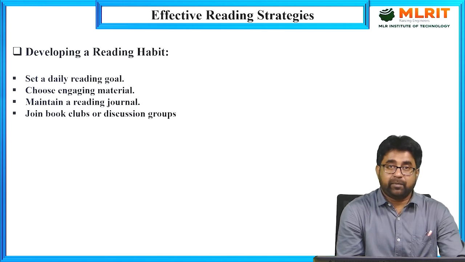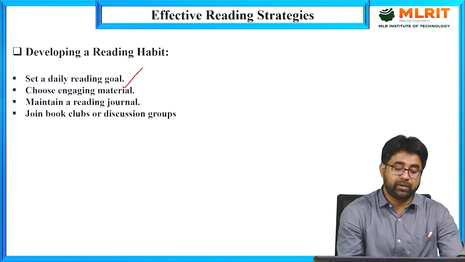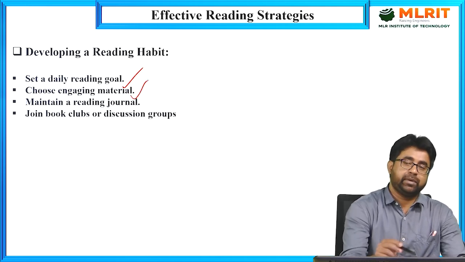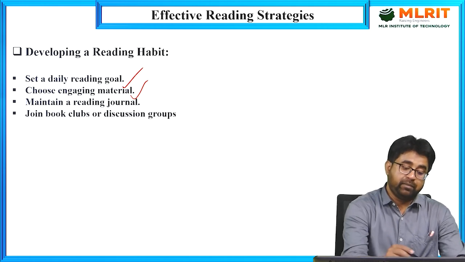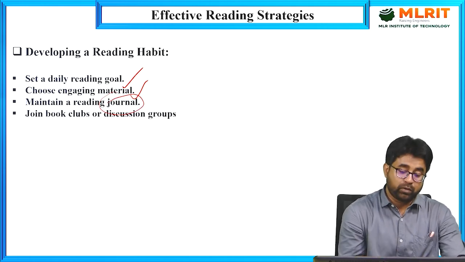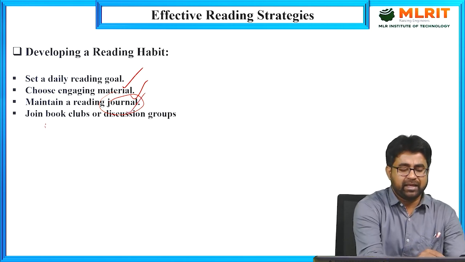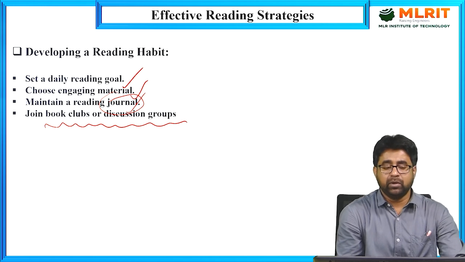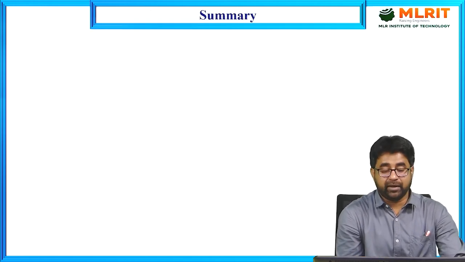Right? Now, developing a reading habit. Reading is very important, and how do we actually develop a reading habit? You can set a daily goal for reading, choose engaging materials, because that will help you keep up that habit. Then maintain a reading journal: take a note every day of how much you have read, what you have read and so on. And then you can join book clubs or discussion groups. That can also help you to improve or enhance your reading habit.